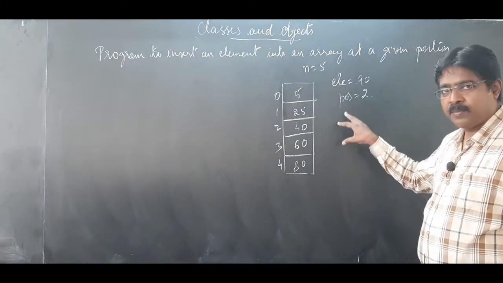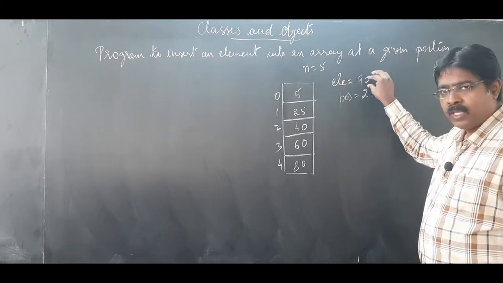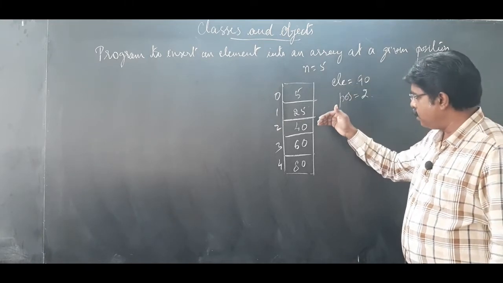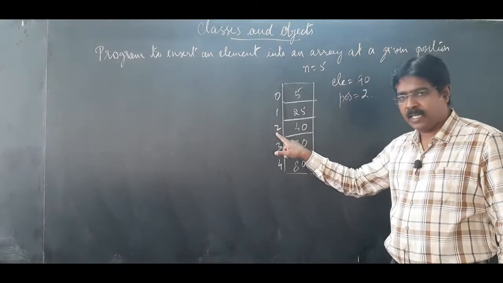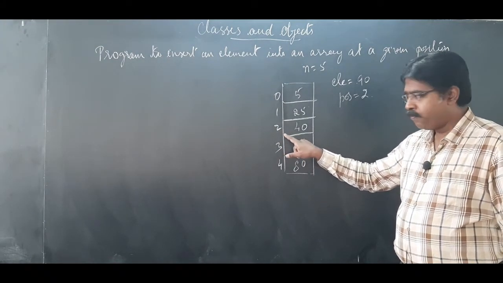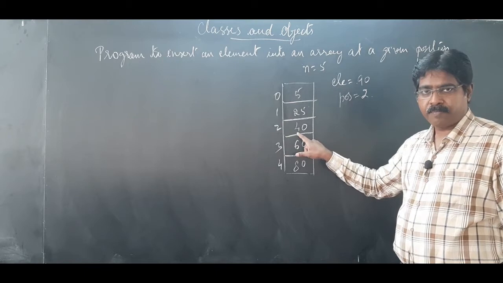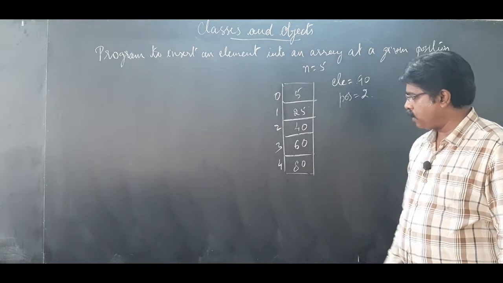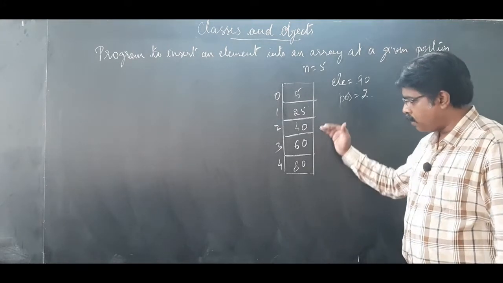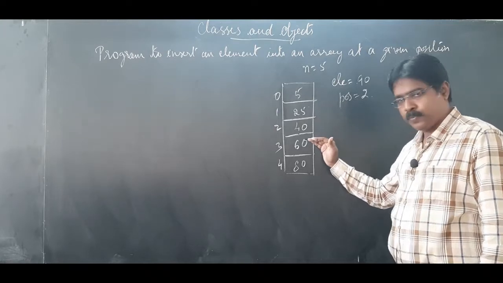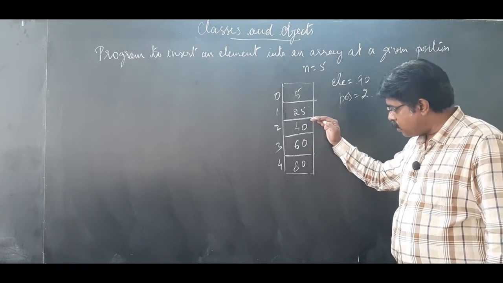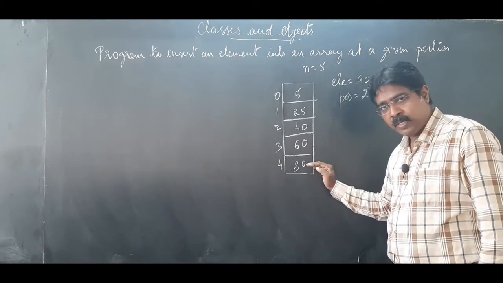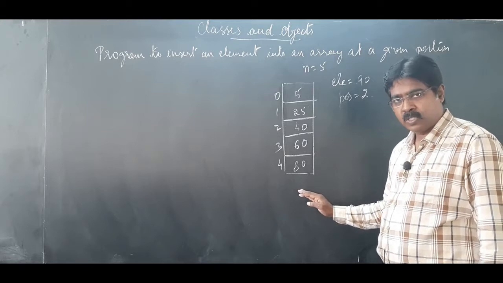Hence, for our example, I have taken ELE equals 90, position equals 2. So, ELE should come and get inserted at position 2. If you take the indexing value here, at index 2 we have 40. This element 90 is supposed to come to the place of 40. Then what happens to 40? 40 moves on. 40 is shifted to the next position. Then 60 is supposed to be shifted to 80's place. Likewise 80 to the next position, that is the 5th position.